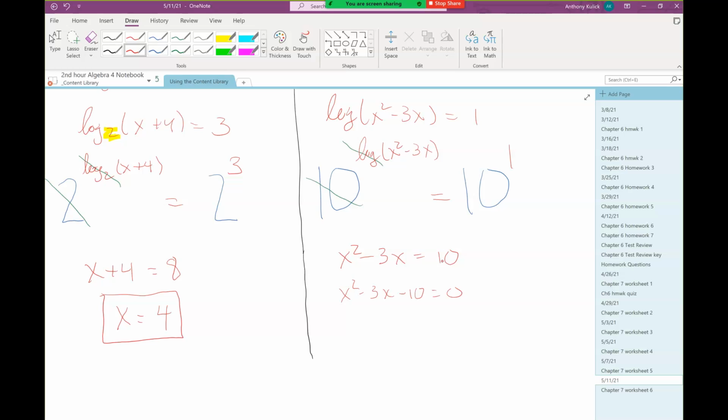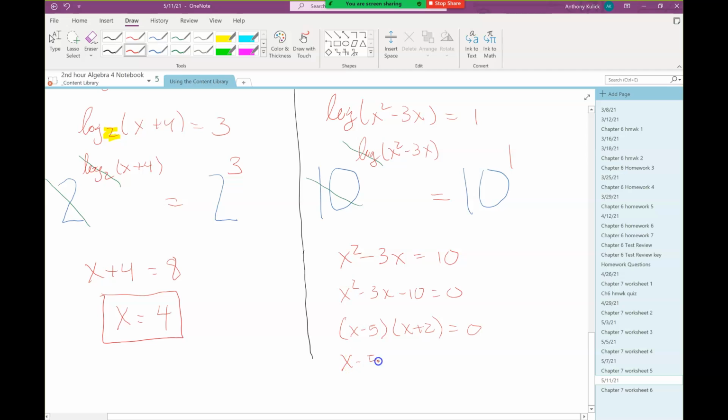Or maybe I'm just having a bad day and I can't figure out how to factor it. I can still use the quadratic formula in either case. But here, this is definitely factorable. The 2 numbers that multiply to give me negative 10 and add to give me negative 3 are, well, that would add to give you positive 3. You want negative 5 and positive 2. You were so close.